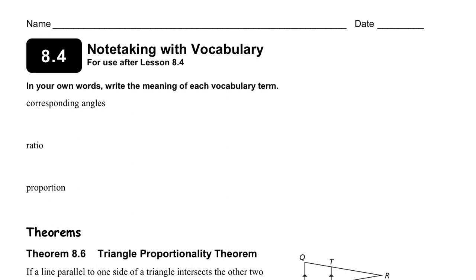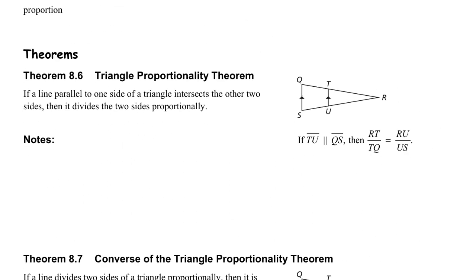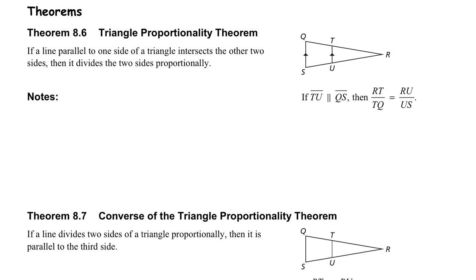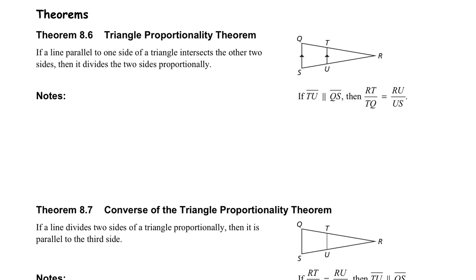We are going to do the 8.4 notes, and this is our last lesson in this unit, and we are going to be talking about some proportionality theorems. Okay, so we already know the vocab words that are here, so let's skip right to the theorems. We have theorem 8.6 called the triangle proportionality theorem, and then we have theorem 8.7, which is the converse.